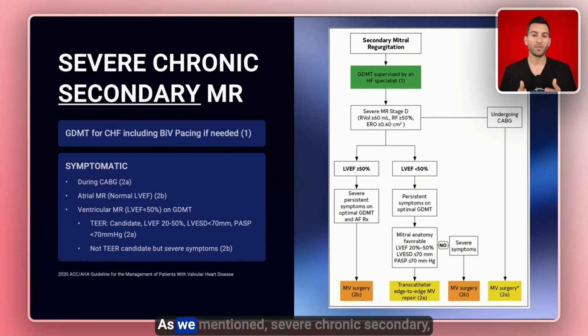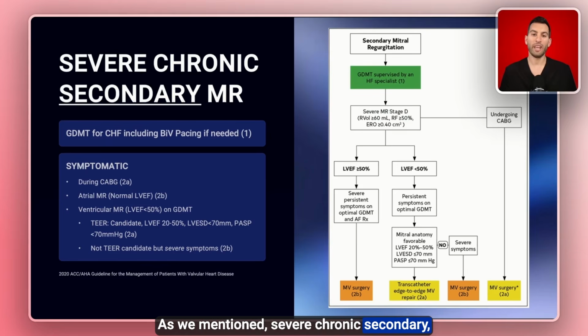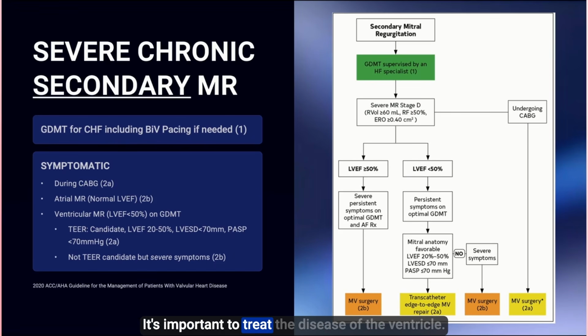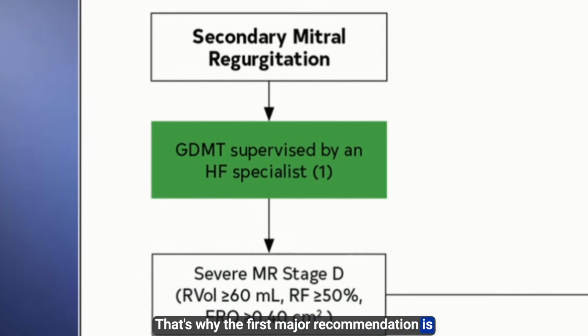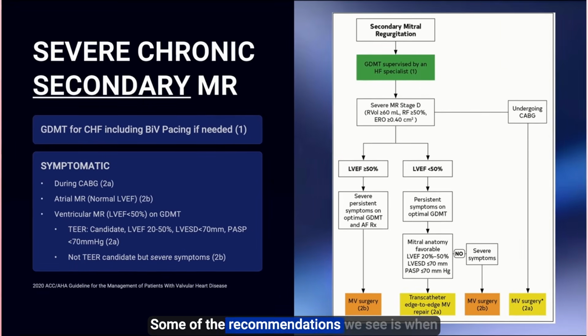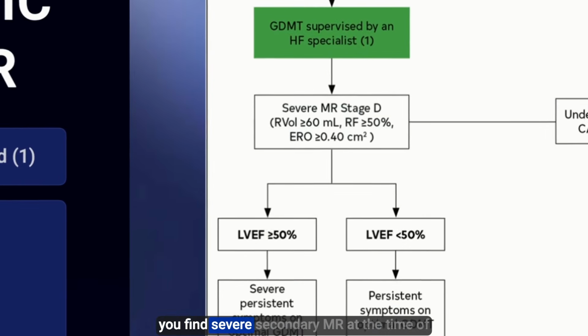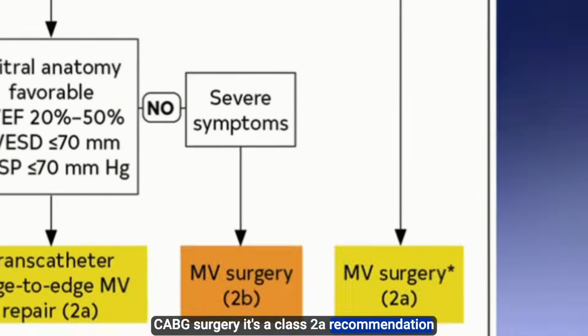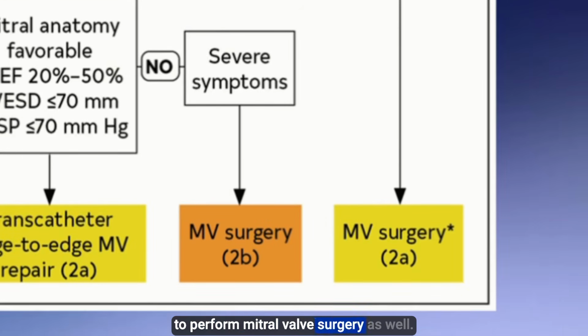As we mentioned, severe chronic secondary MR has a slightly different treatment approach. It's important to treat the disease of the ventricle. That's why the first major recommendation is goal-directed medical therapy for heart failure. Then you start looking at surgical treatment options. Some of the recommendations we see is when you find severe secondary MR at the time of CABG surgery, it's a class 2A recommendation to perform mitral valve surgery as well.